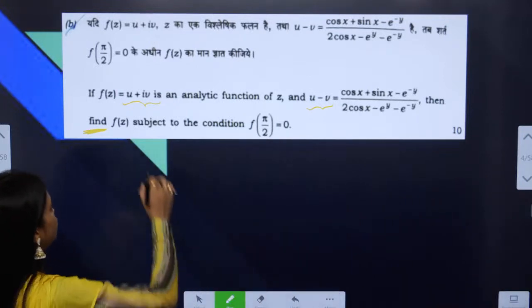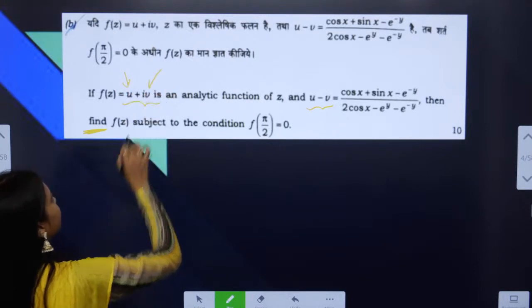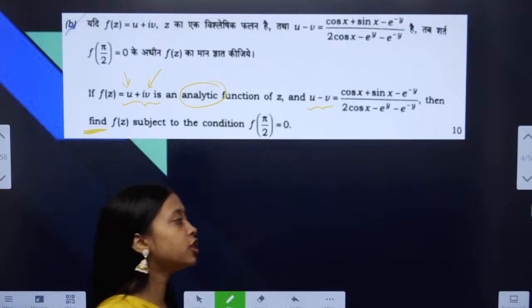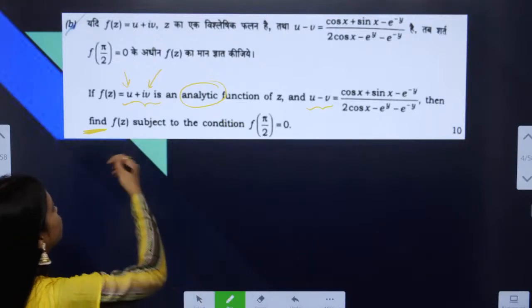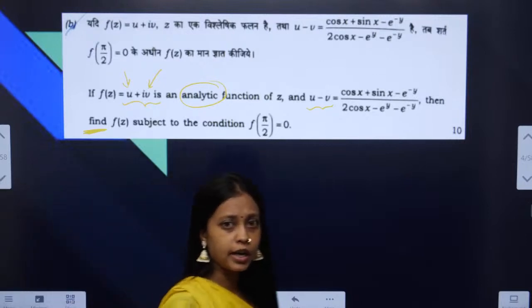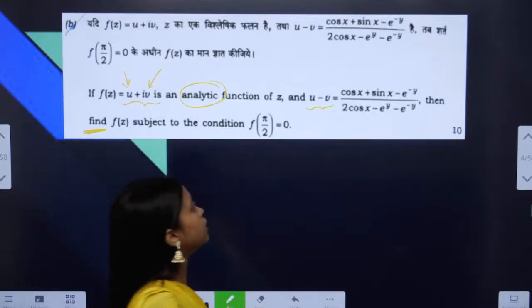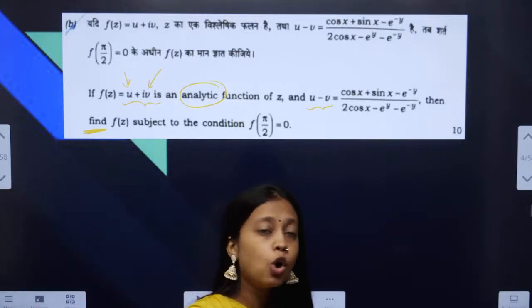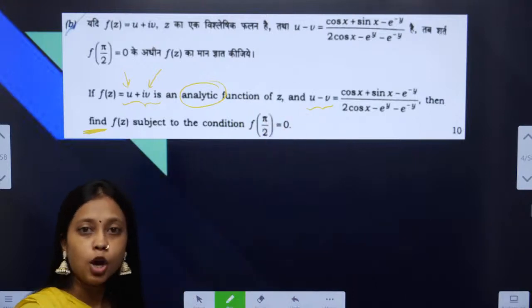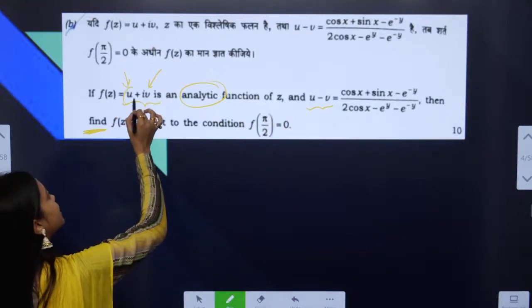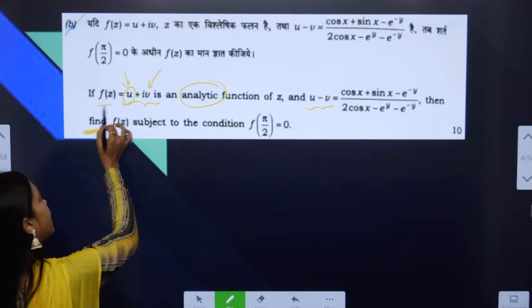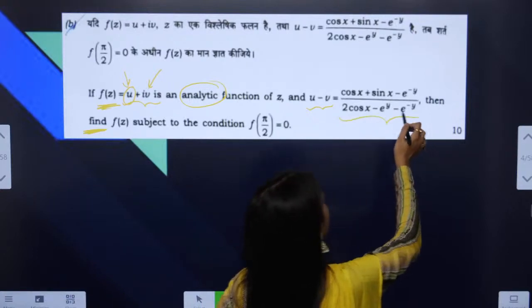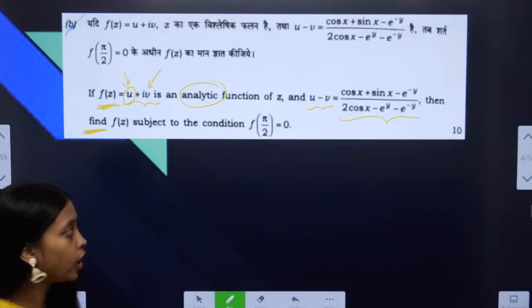Usually if u is given to you, you can find v, because this is a given analytic function. So you can use the CR equation, the Cauchy-Riemann equations: ux equals vy, uy equals minus vx. But over here, u is not given, instead u minus v is given. So make a function whose real part is u minus v, because we know that if the real part is given, we can calculate v so that you can get f of z as a whole. So what I will do is make a function whose real part is u minus v. How to do that?